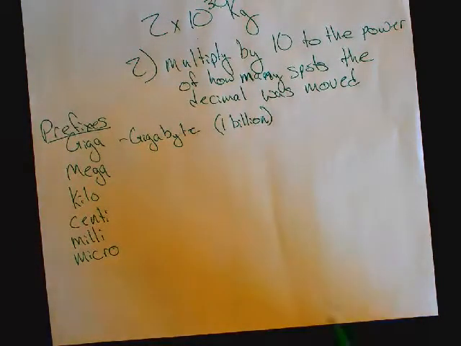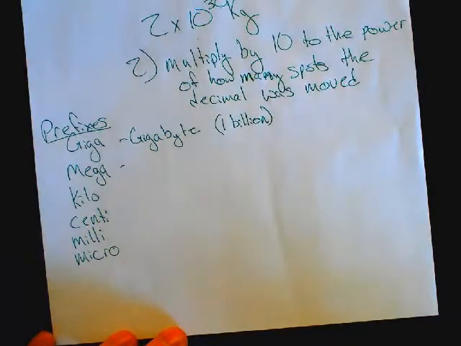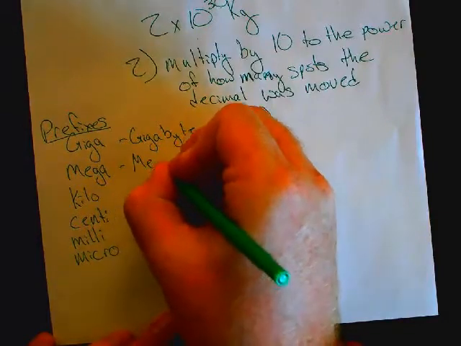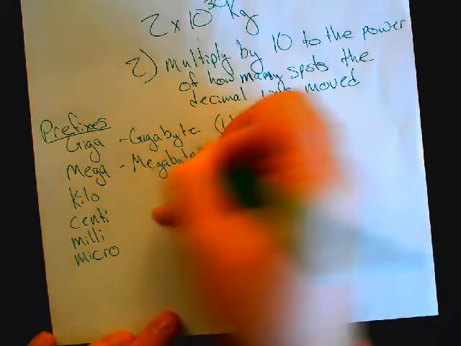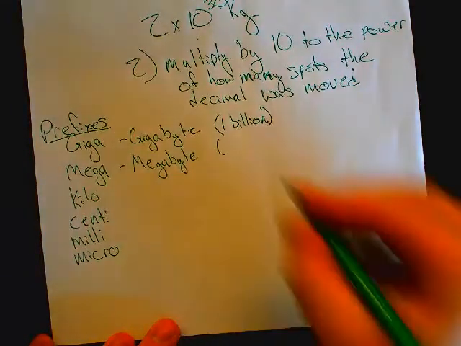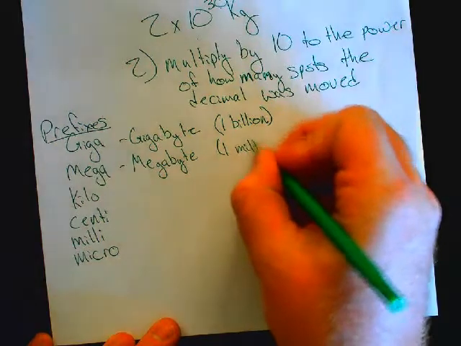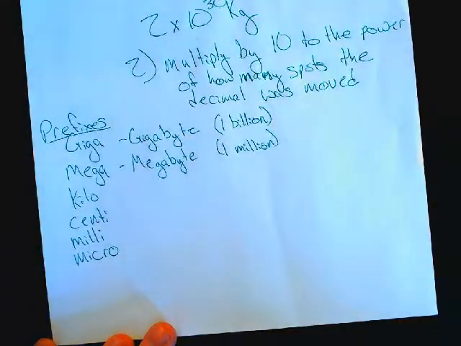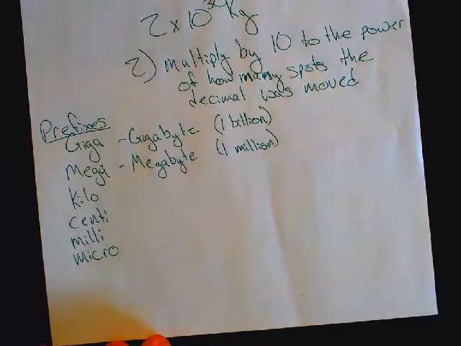Okay? Mega. Where have we heard mega? Megabyte. Absolutely. And mega is one step down from giga, and this is 1 million bytes. So if you're using a megabyte of information, you're using 1 million pieces of information, 1 million bytes. Okay?